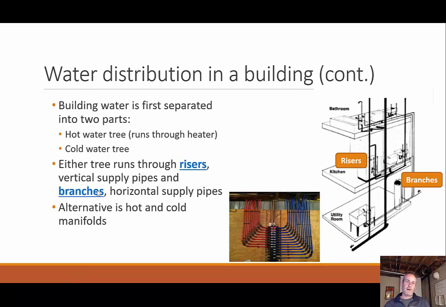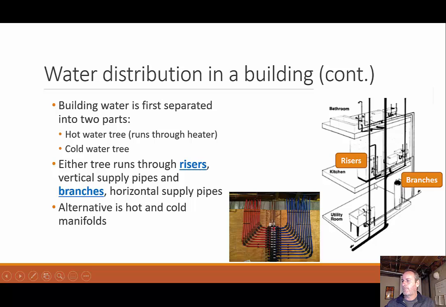So once the water is within the building, there's really two different lines or branches that we're concerned with. One is the hot water. The other is the cold water. Do we need the water to be hot or cold? And we consider these to be trees. The hot water tree, of course, has to have a hot water heater within that system so that that whole tree is hot, versus cold water can be directly from your city line, right? When we talk about these trees, there are risers and branches.